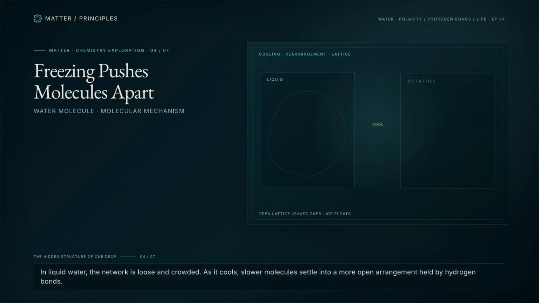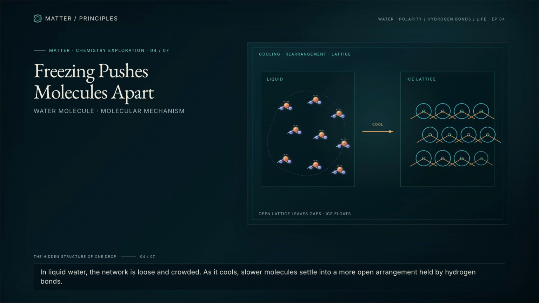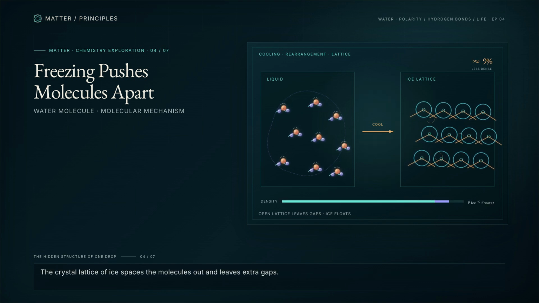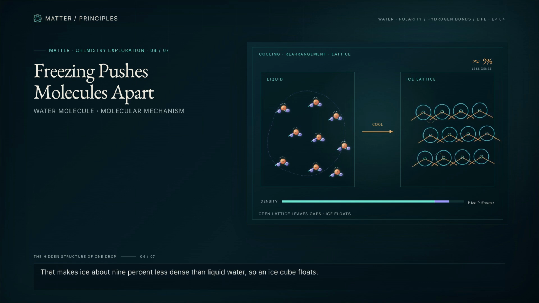In liquid water, the network is loose and crowded. As it cools, slower molecules settle into a more open arrangement held by hydrogen bonds. The crystal lattice of ice spaces the molecules out and leaves extra gaps. That makes ice about 9% less dense than liquid water, so an ice cube floats. It also lets a lake freeze from the top while liquid water can remain below.